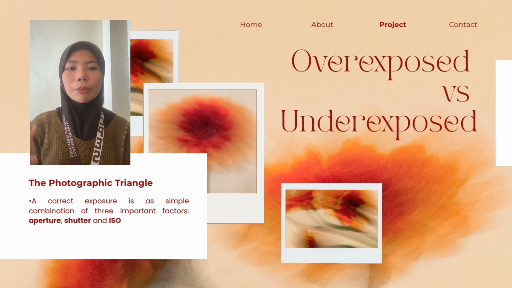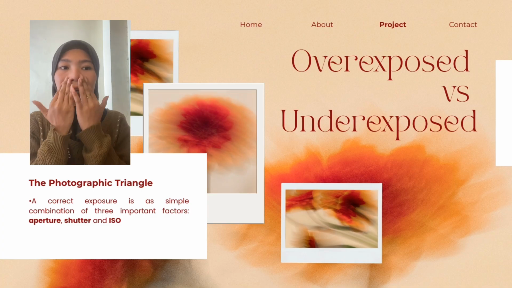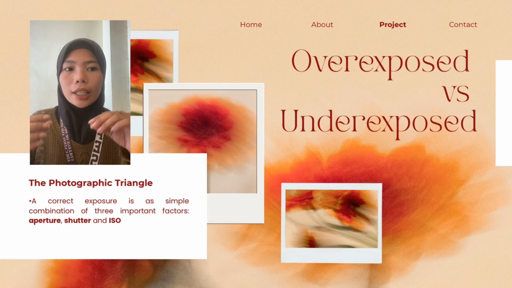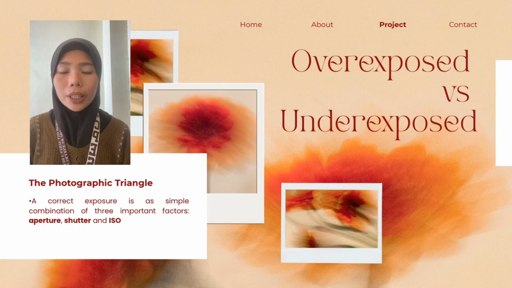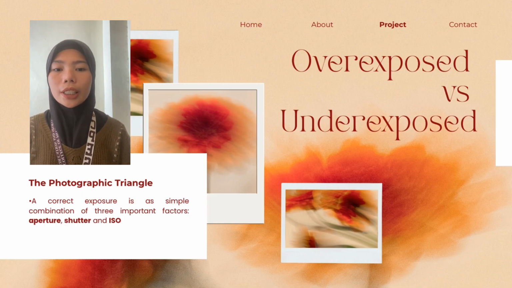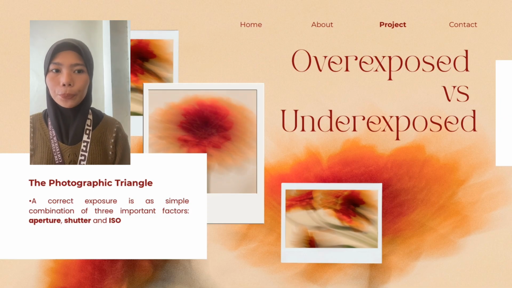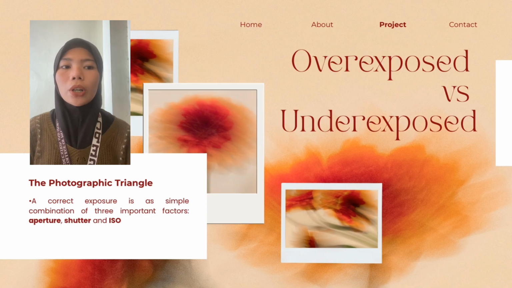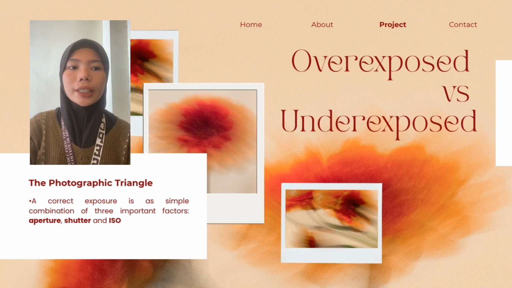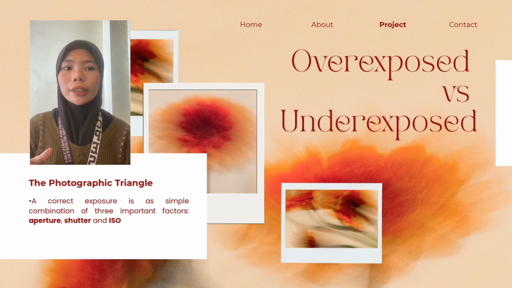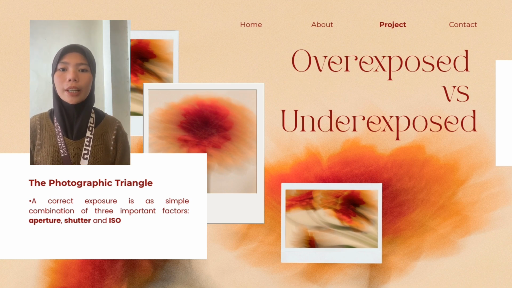Overexposed means an image is too bright, losing detail in the highlights, the brightest parts. While underexposed means it's too dark, losing detail in the shadows, the darkest parts. In digital photography, it's generally better to underexpose because it's often easier to recover lost detail from the shadows during post-processing than from blown-out highlights.